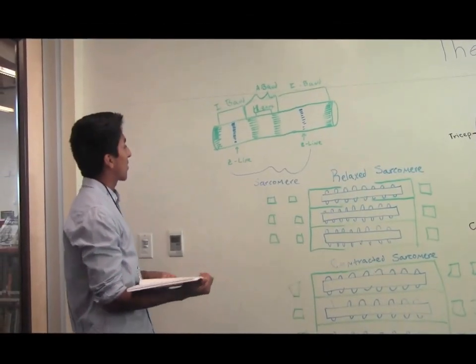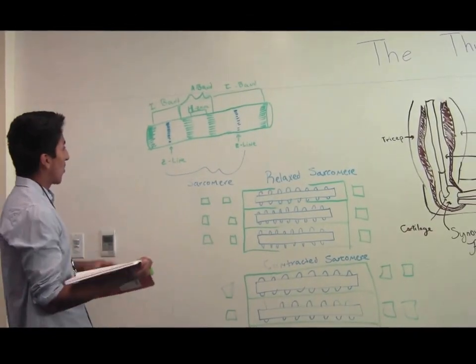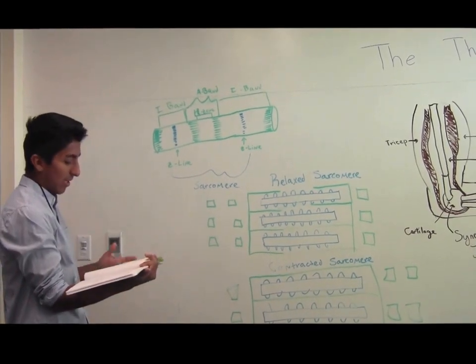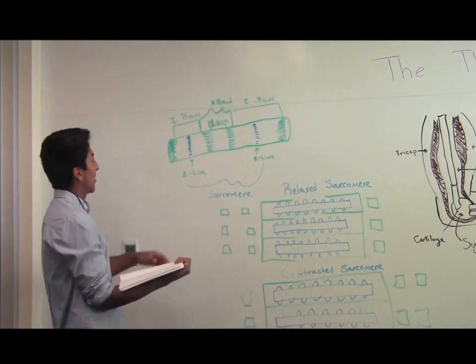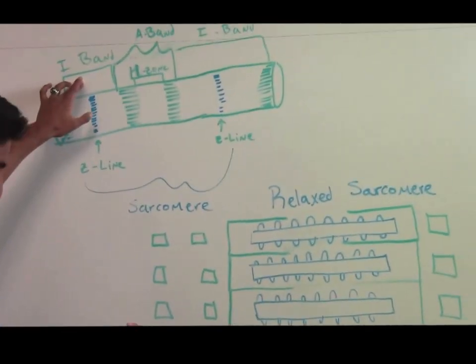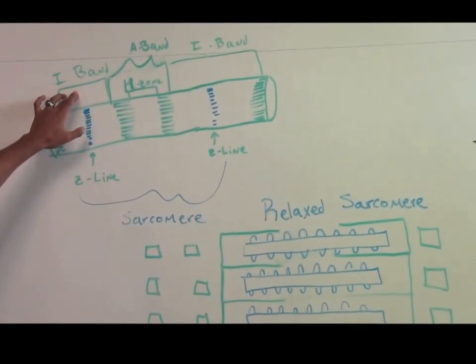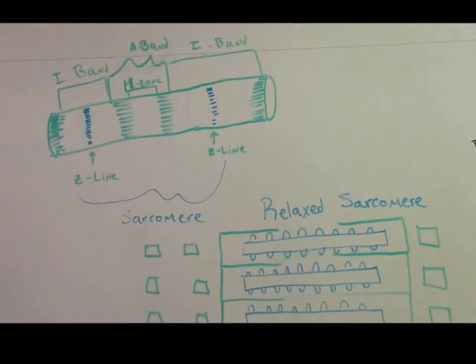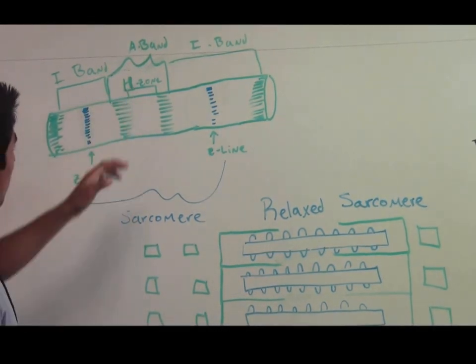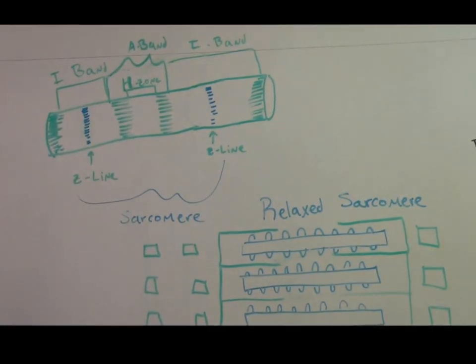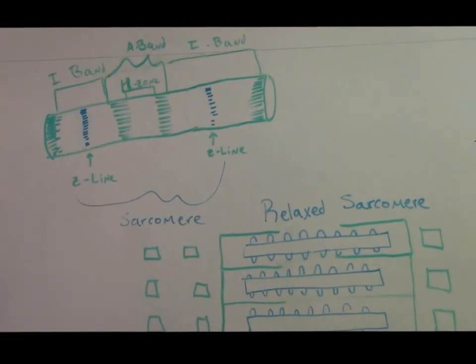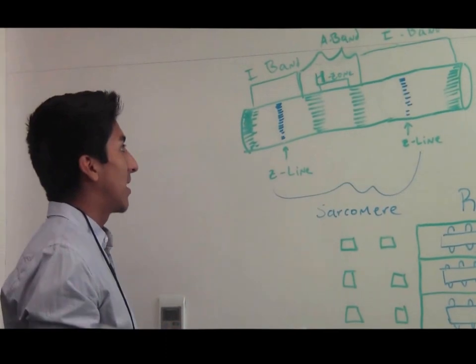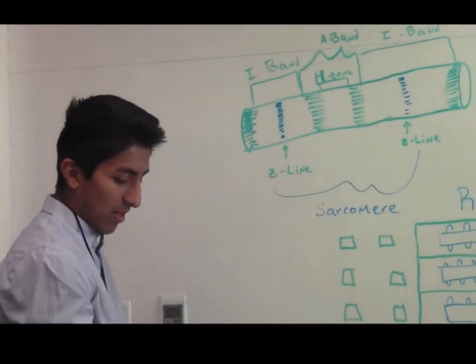Okay, so the sarcomere, it is where the muscles contract, and they overlap each other. This part right here is the I band, which is the part of the thin filament, which is the actin. The H zone is the part of the myosin, which is the thicker filaments. The A band is the part where myosin and actin overlap each other. That's where the muscles contract with the help of ATP.